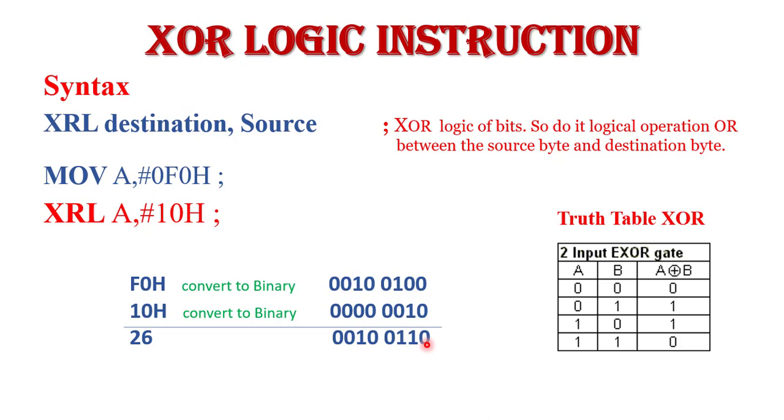And one more point. In logical operation, carry flag, overflow flag, and auxiliary carry flag are not affected. Only the parity flag is going to be affected. So the parity flag is set to 1 when the number of 1s in the result is odd. Otherwise it is set to 0.